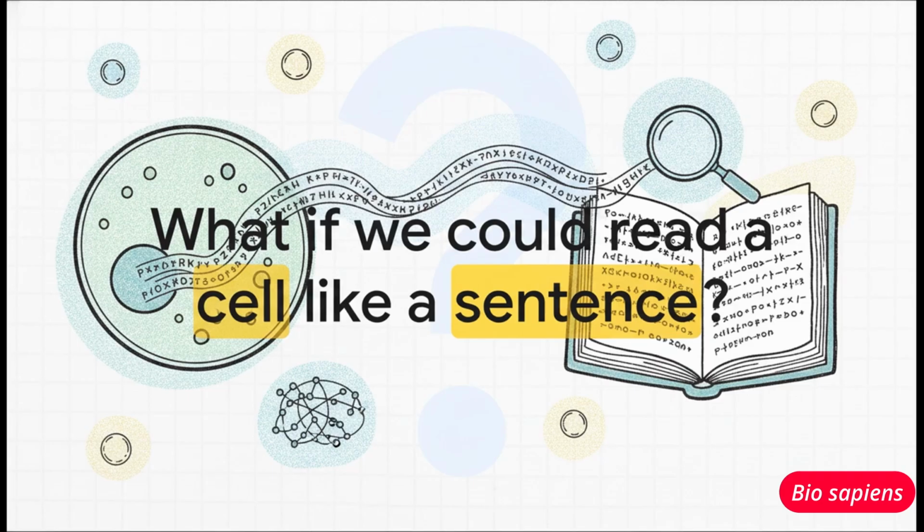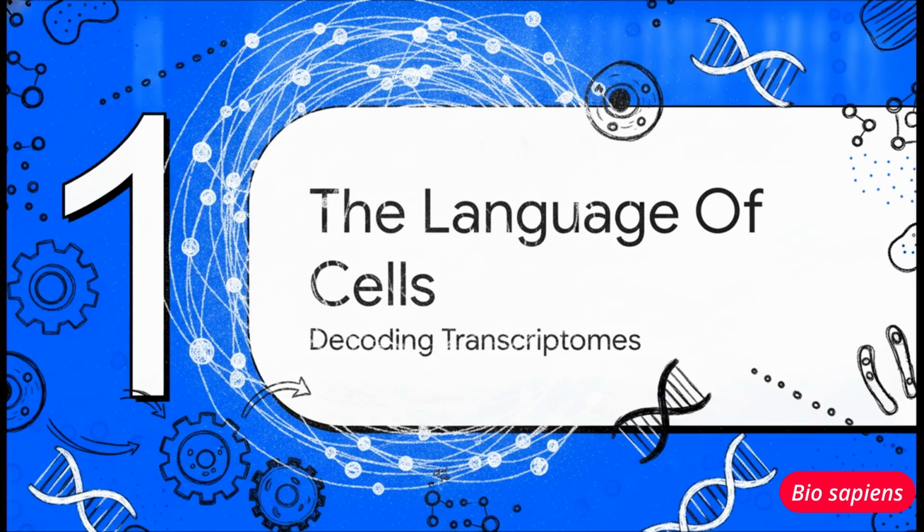Imagine looking at a cell's transcriptome, the complete set of RNA transcripts being produced, not as static numerical data, but as decipherable text. What if the complex molecular states that decide if a cell is healthy or diseased were literally just waiting to be read, predicted, and even prompted? Okay, let's dive into this with Section 1, the language of cells.